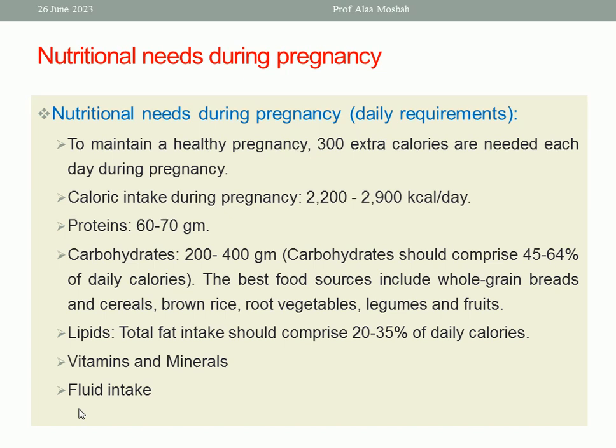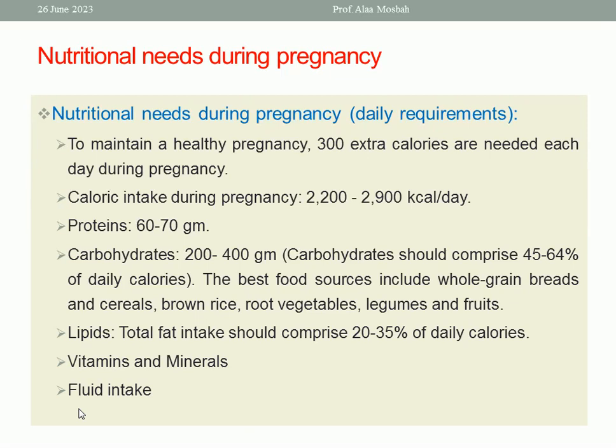Women need 300 extra calories each day during pregnancy. Okay, so the caloric intake during the pregnancy ranging between 2,200 up to 2,900 calories per day. Protein constitutes 60 to 70 gram. Carbohydrate constitutes 200 up to 400 gram. Okay, carbohydrate comprise 45 up to 64% of daily calories. So the majority of the calories coming from carbohydrate.